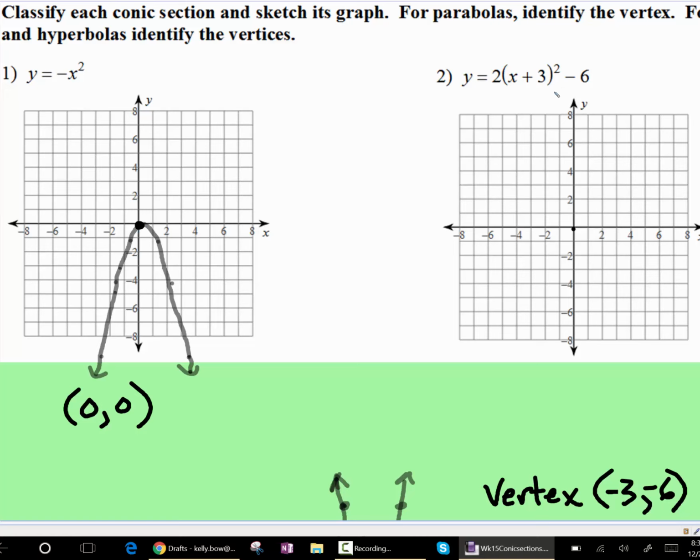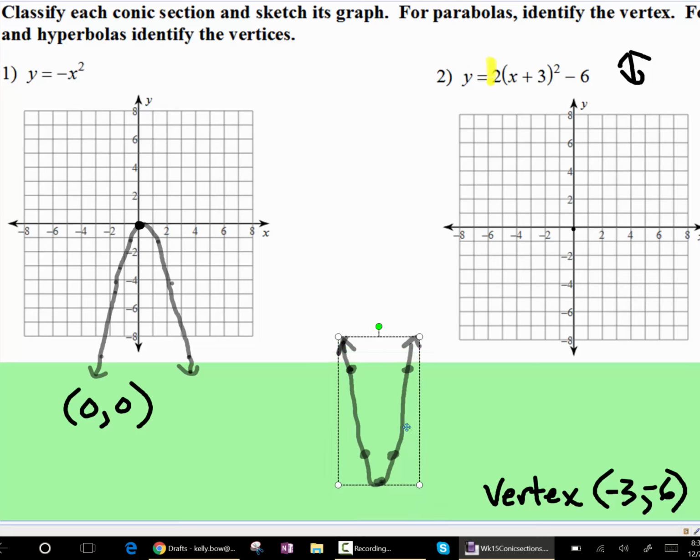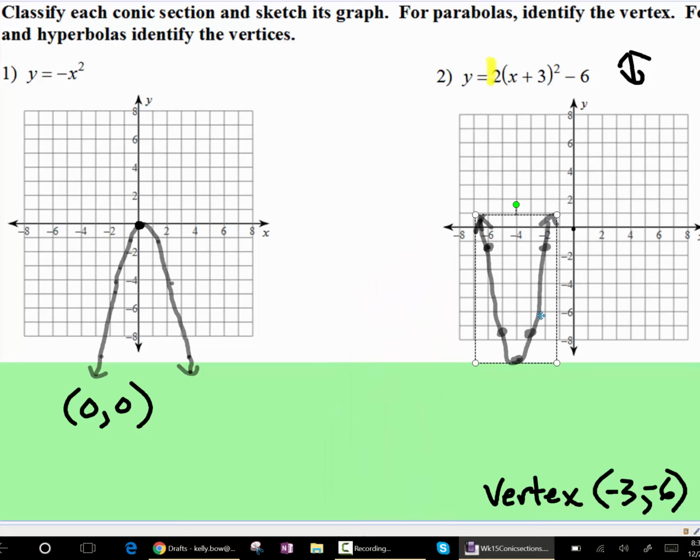Here, everything's been shifted. The opposite of positive 3 is negative 3. On the outside, this tells us to go up or down. We've been practicing the parent graphs. So negative 3, negative 6 is the vertex. And the number on the outside of the parentheses tells us that it's going to be stretched or twice as steep. So at negative 3, negative 6, and it would be a steeper parabola.